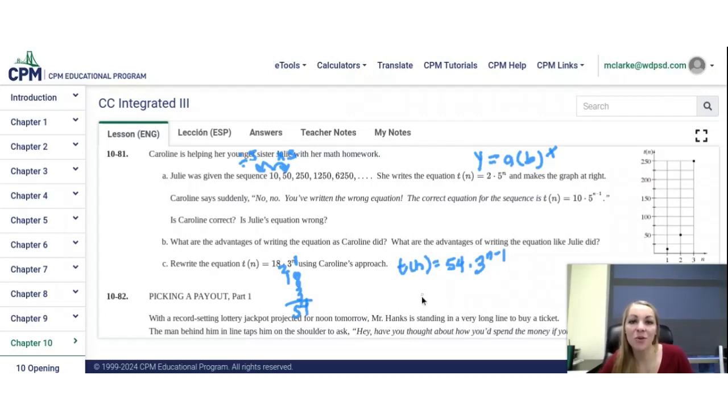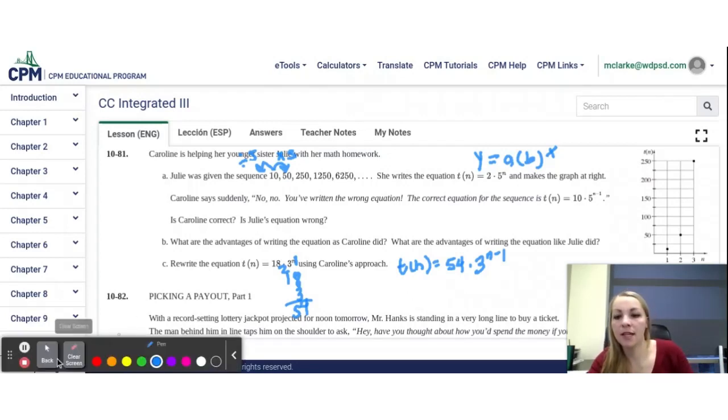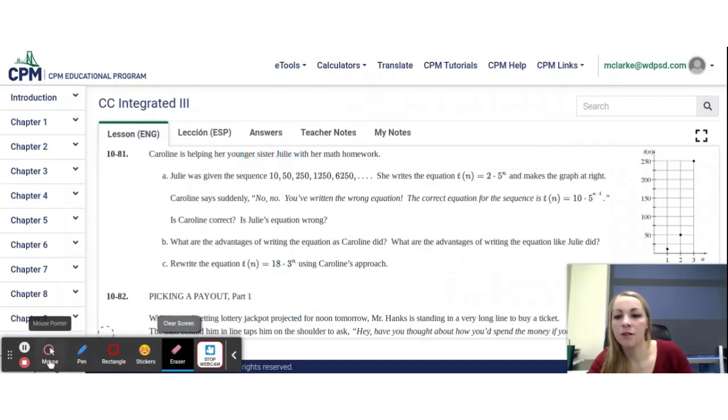All right, so we're going to get into a fun problem in 82. Just going to clear this screen real quick and scroll down.